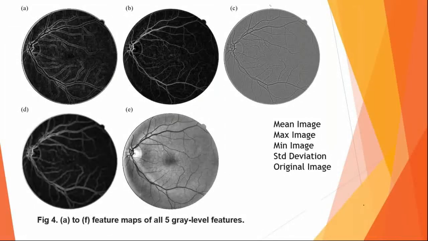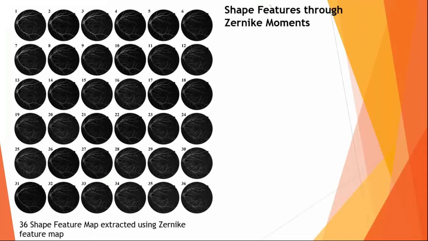So these are the gray level features. 5 different gray level features can be extracted. We followed the paper by Marin et al. You can look into that paper. We just used their equations and were able to extract all these 5 different gray level features. And then we went into the shape features. What this shape feature means is, as you vary the Zernike polynomial, you tend to get different feature maps.